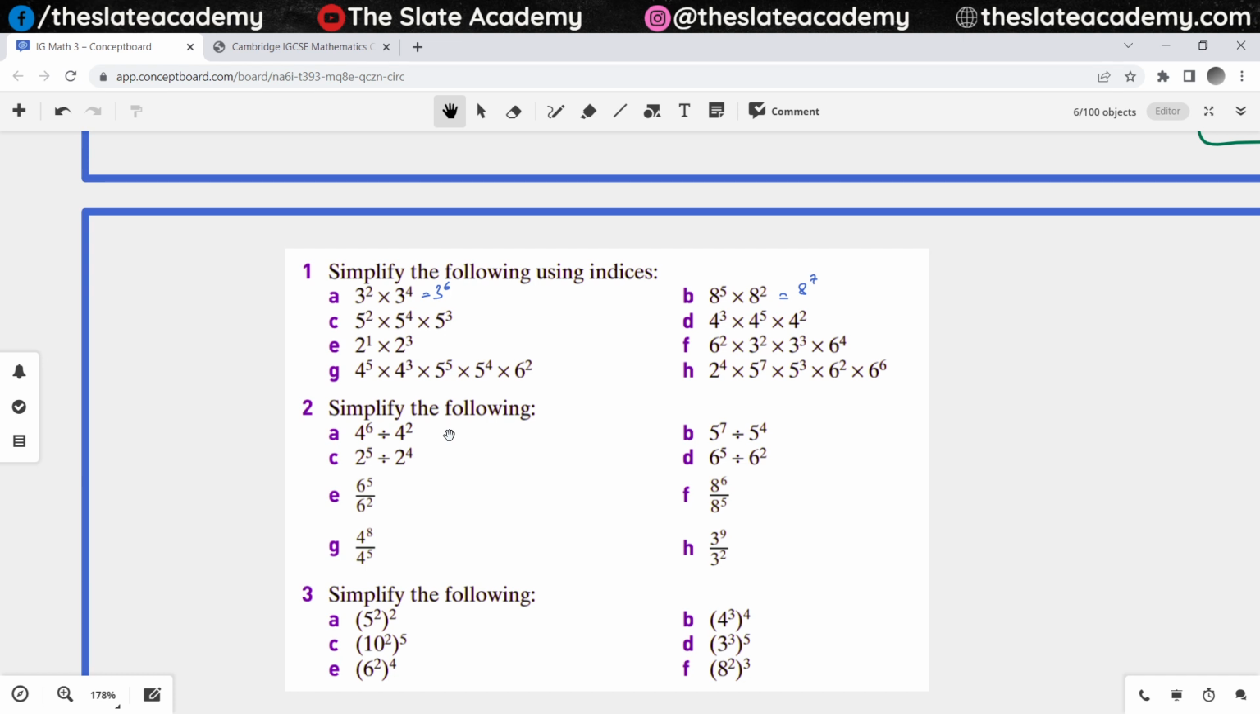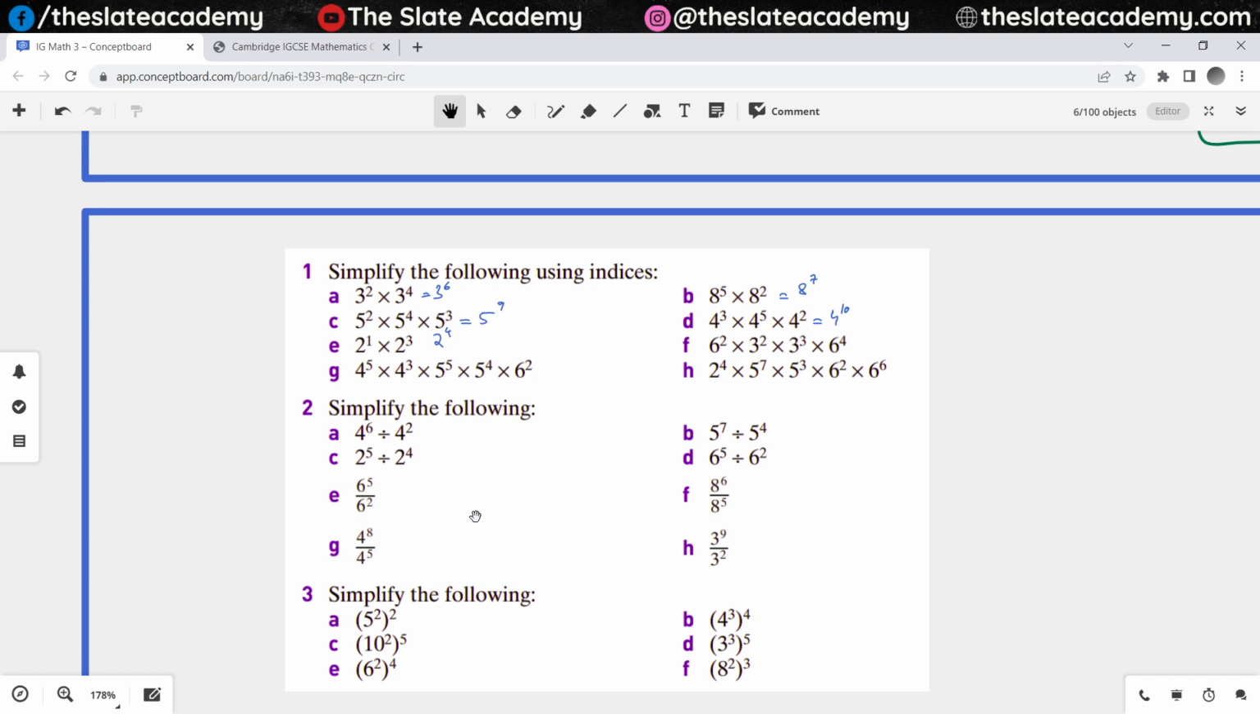Similarly, 5 to the power 2 times 5 to the power 4 times 5 to the power 3. Bases are same, powers would add. 2 plus 4 plus 3, 6 plus 3, 9. So 5 to the power 9. Again, bases are same, powers would add. 3 plus 5 plus 2, 4 to the power 10. And then this one would be simply 2 to the power 4.